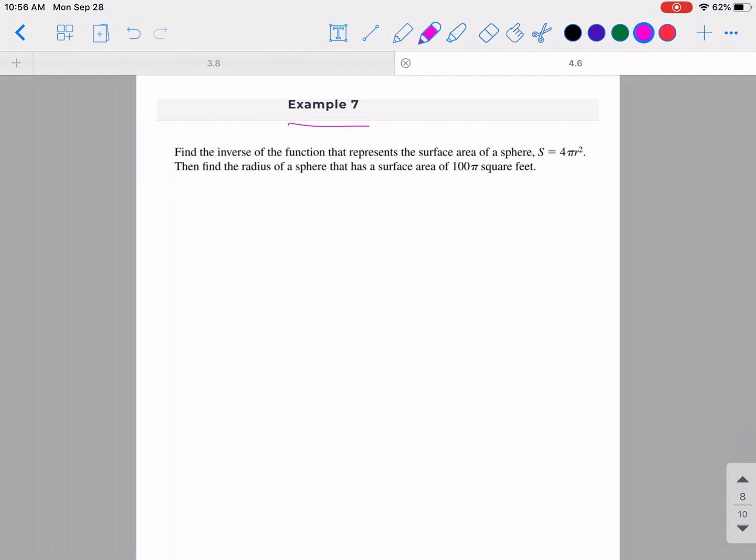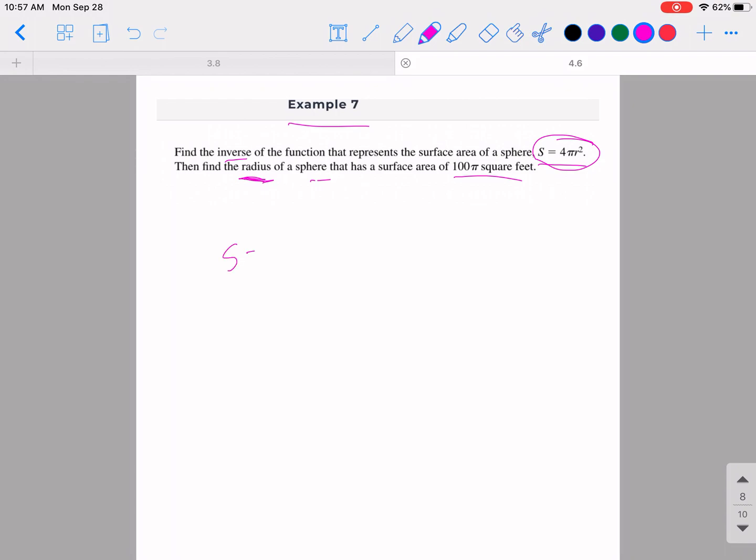But here, example 7: find the inverse function that represents the surface area of a sphere, s equals 4 pi r squared. Then find the radius of the sphere that has a surface area of 100 pi square feet. Now, to find the inverse for this one, this is different than switching your x and y's, because we just want to find the radius. So we're going to solve our equation for the radius and turn it around instead of solving it for surface area. That's what it really wants in these kinds of problems.